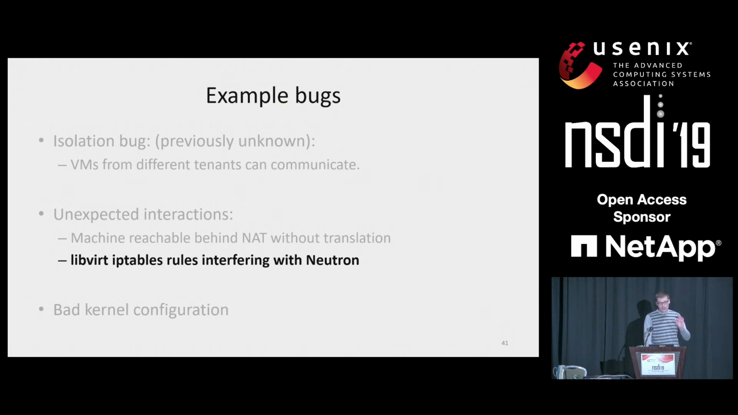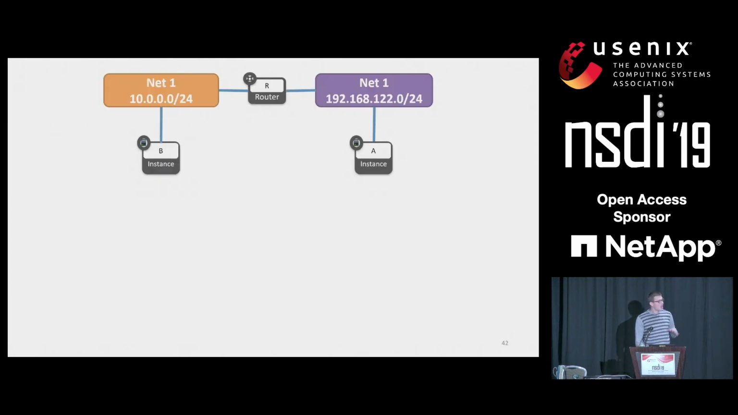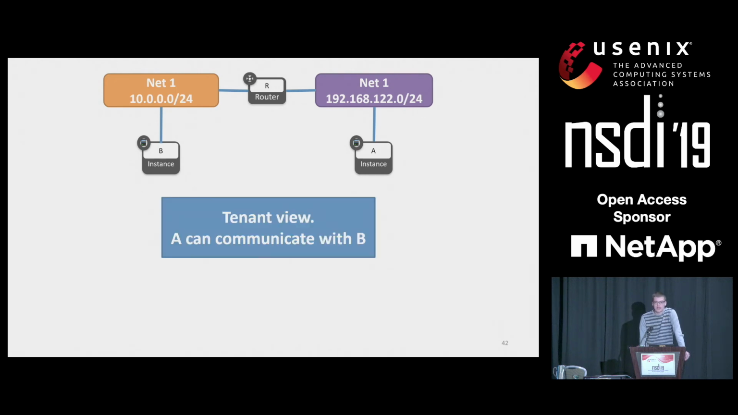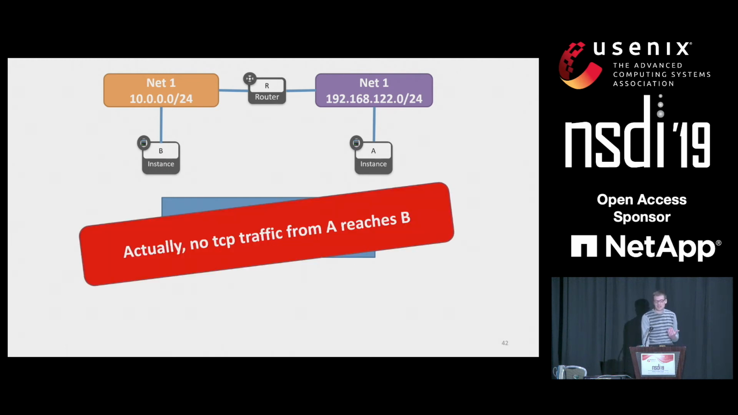So I'll drill in only into this unexpected interaction because I feel that this is a very compelling use case for network verification in general and for data plane equivalence in particular. So what happens here is that the tenant has spawned 2 VMs, he connected them to 2 subnets, and he interconnected them with a layer 3 router. And from his perspective, the tenant has no reasons to believe that traffic from A will not reach B. However, what we actually noticed in practice was that no TCP traffic actually reaches B.